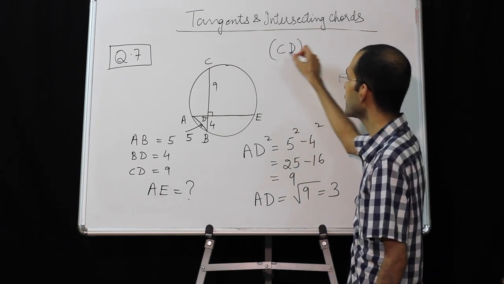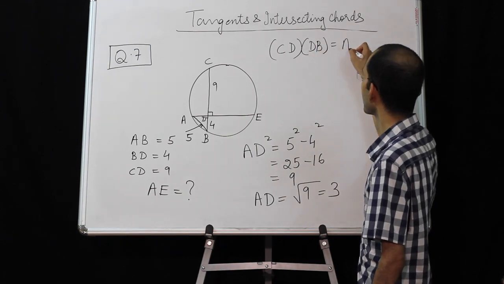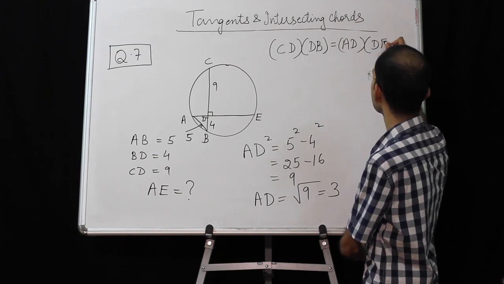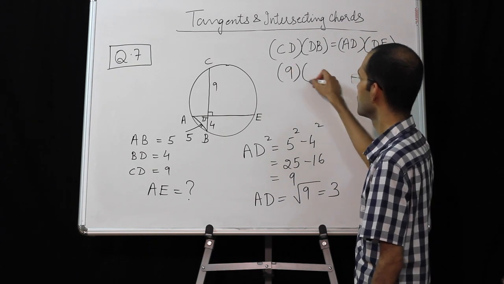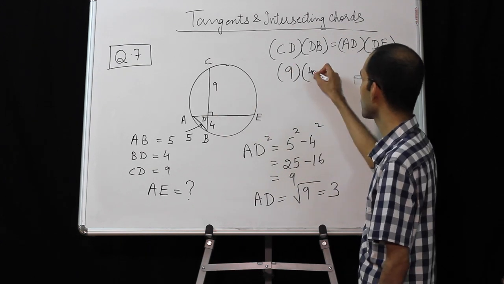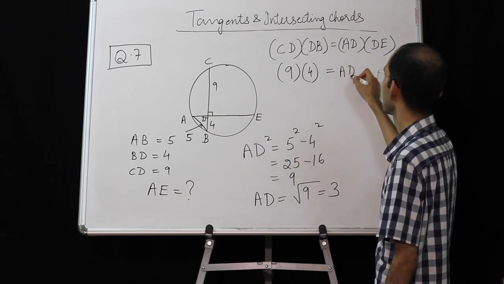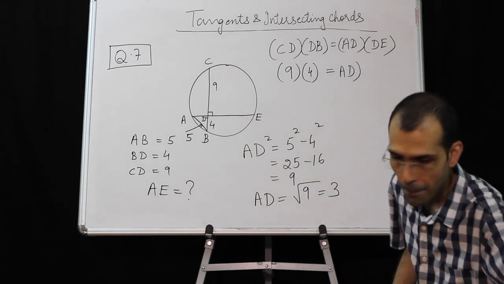Now we can apply internal intersecting chord property. So it is CD into DB is equaling AD into DE. So CD is 9, DB is 4. So AD we just now found out, AD is 3.